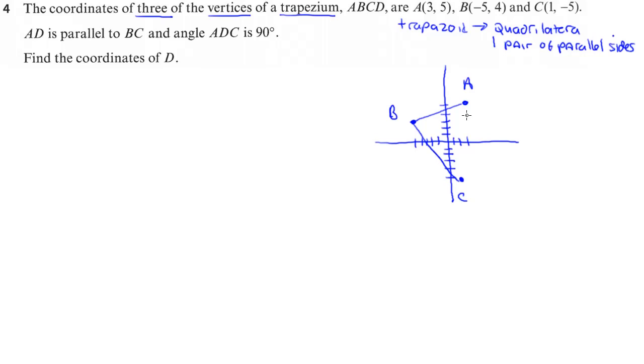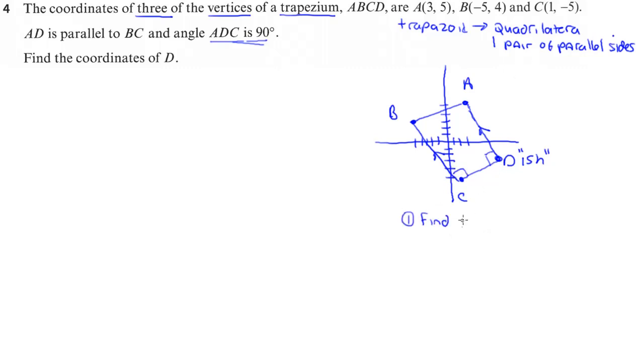All right, now, a trapezoid. We know that BC and AD are parallel. We're trying to find point D. We know that this angle at D is going to be a 90-degree angle, so I can do a rough sketch. I'm not actually going to be able to find D by doing this, but I can tell you the general area where it could be.